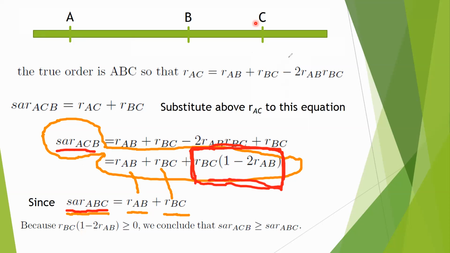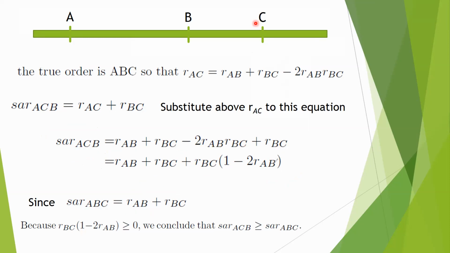Okay. Any questions so far? I think this is very straightforward. And if I ask a question like this, please demonstrate the SAR value for the right order must be less than the SAR value for an incorrect order, you only need to show me the derivation on this slide.